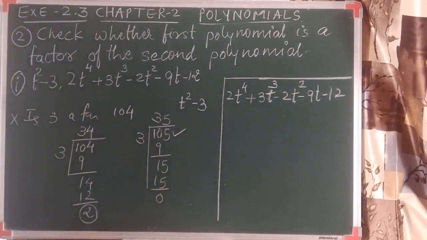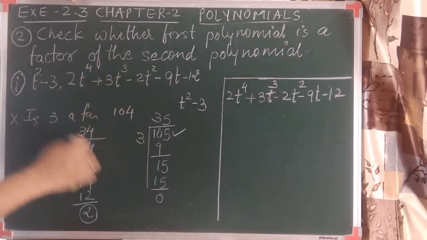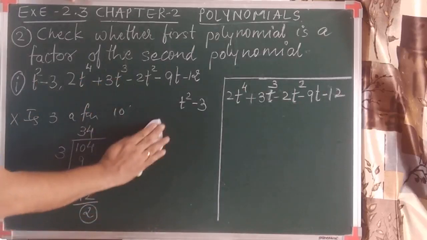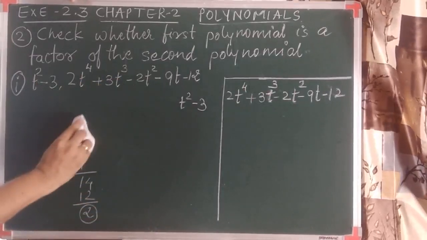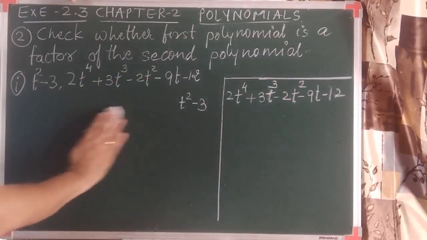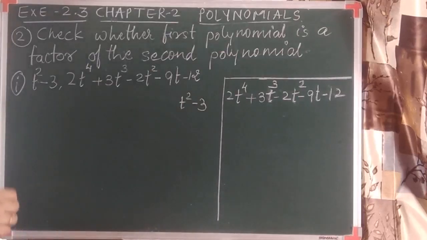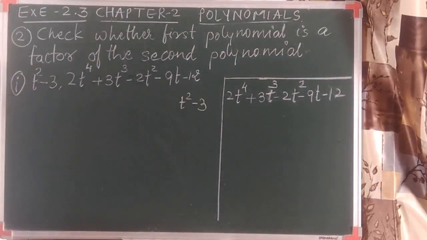So the same funda we are going to use for this polynomial. When we divide this polynomial by t square minus 3, if we obtain the remainder as 0, we can say t square minus 3 is a factor. And if we do not obtain 0, we can say no, it is not a factor. So the method is not different. It's the long division method only.